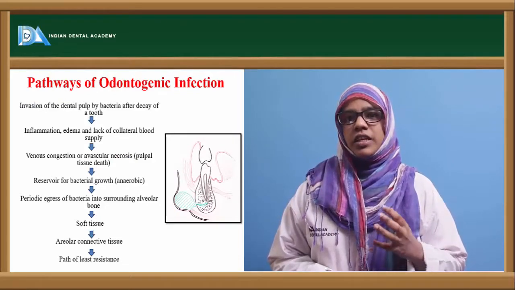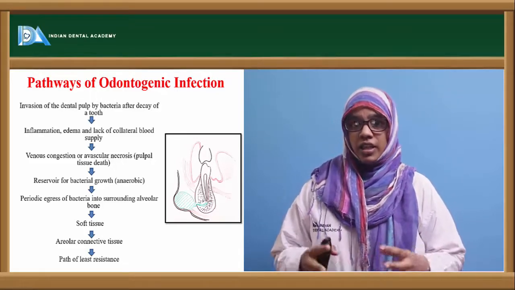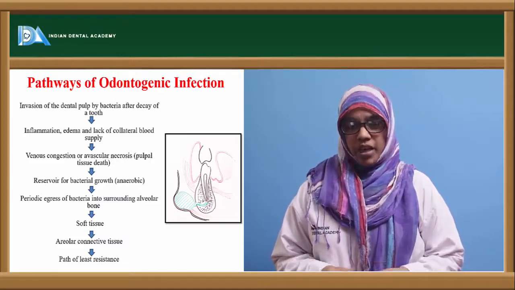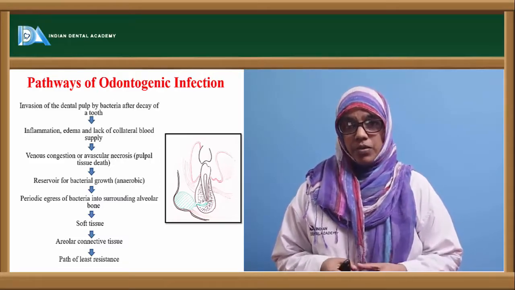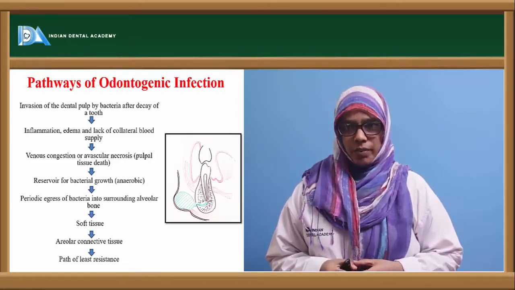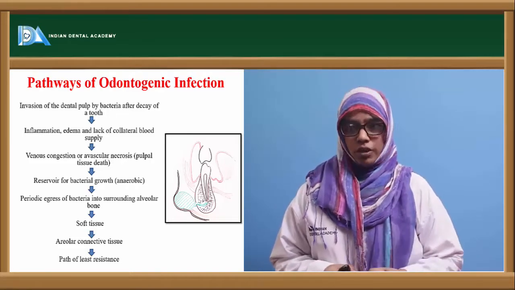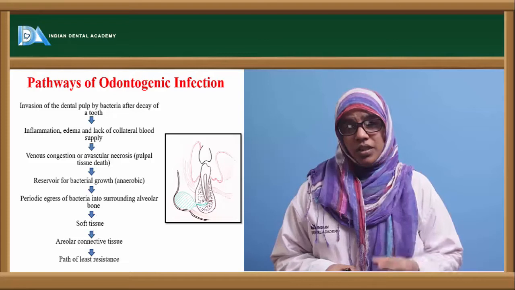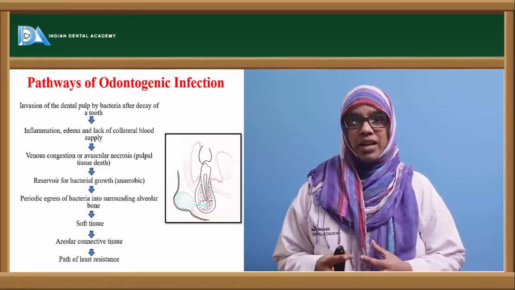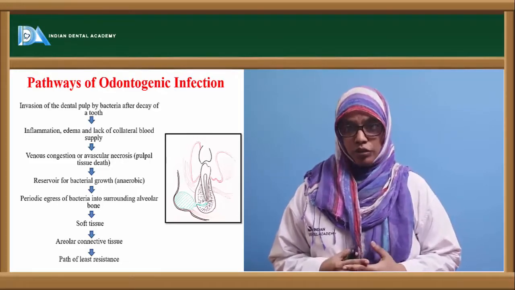Because of dental caries and gross destruction of the tooth, the bacteria invade the enamel and dentine and ultimately enter into the pulp. As soon as the bacteria enter the pulp, it causes inflammation and edema, which causes lack of collateral blood supply, which eventually results in venous congestion and avascular necrosis or pulpal death. This avascular necrosis and pulpal death act as a reservoir for bacterial growth, thus providing an anaerobic environment for the bacteria to grow.